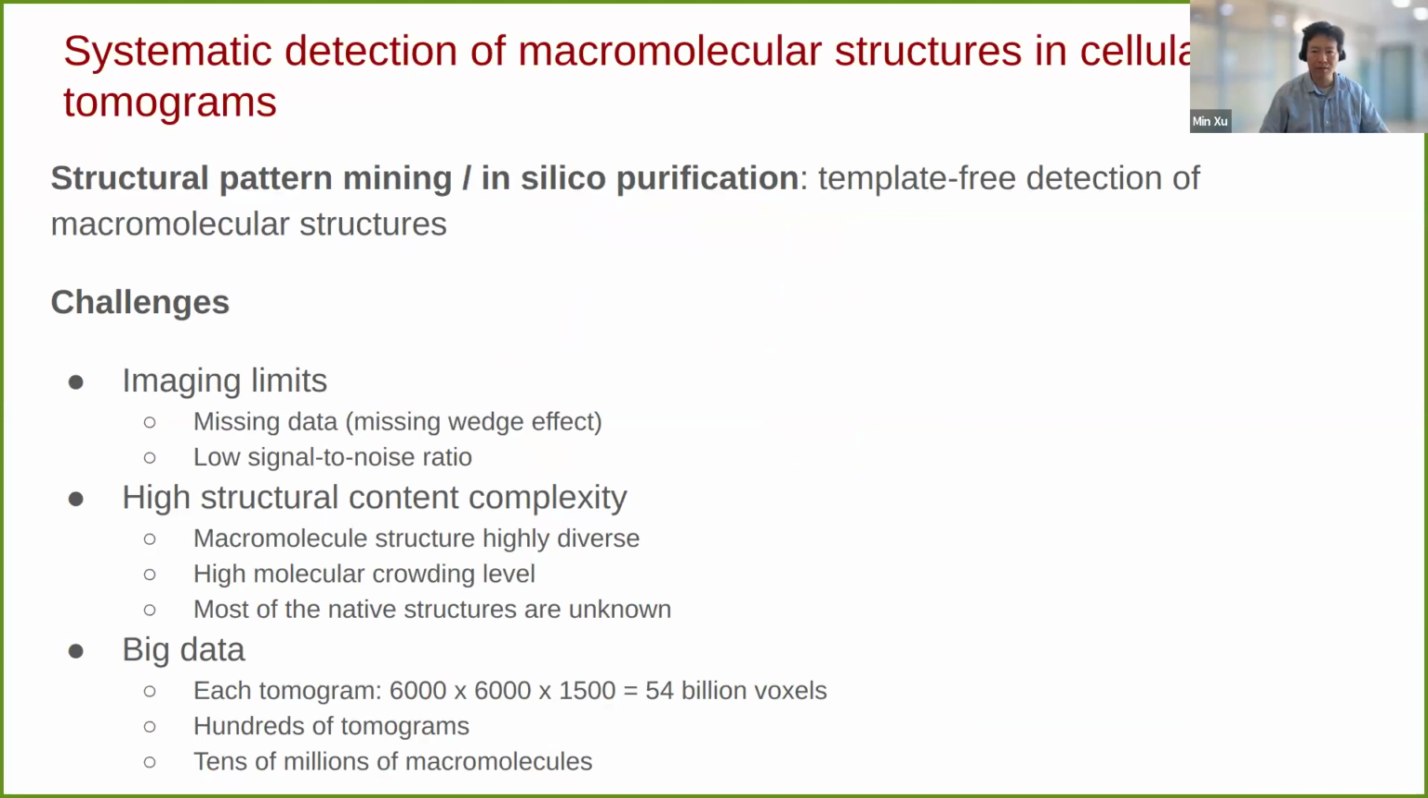The systematic recognition and recovery of such macromolecular structures is very difficult. First, there are significant imaging limits, because the tilt angle range is limited, which results in missing data in the reconstructed tomograms. Also, the amount of electron dose sent through the organic material sample has to be very limited, otherwise the radiation will damage the macromolecular structures in the sample. Low dose results in very noisy tomogram images.